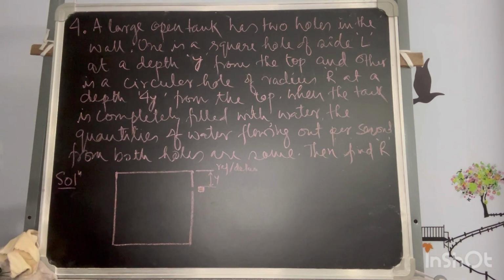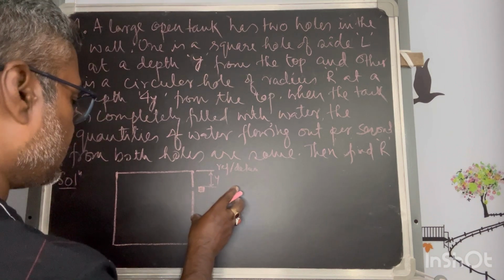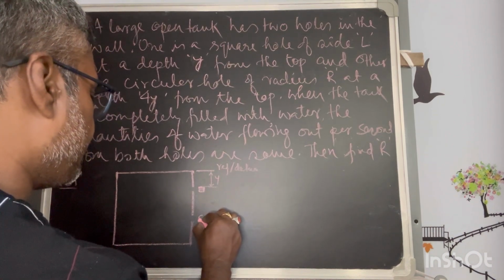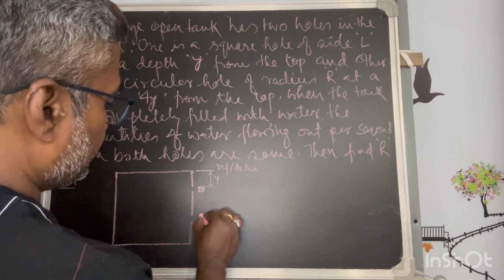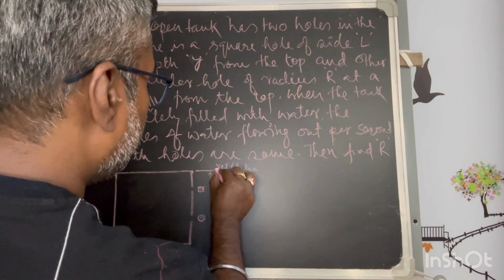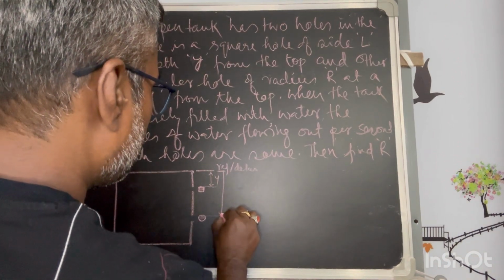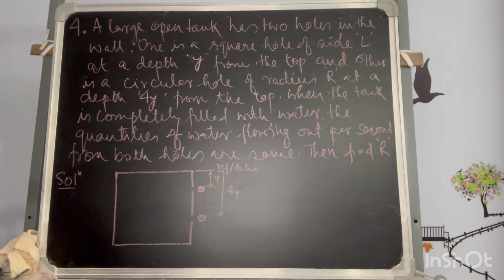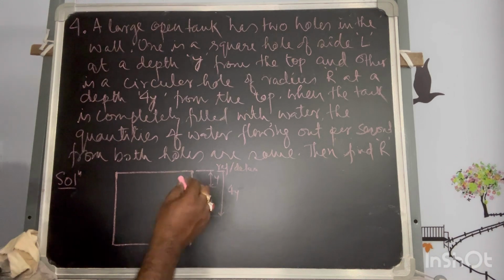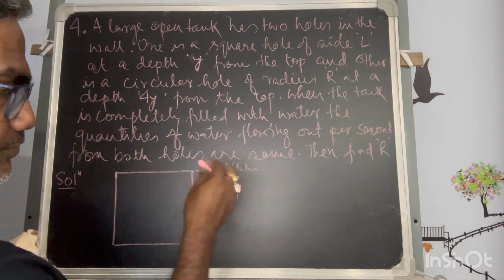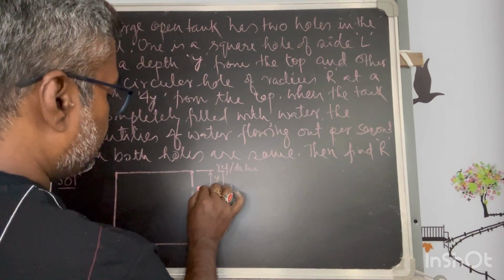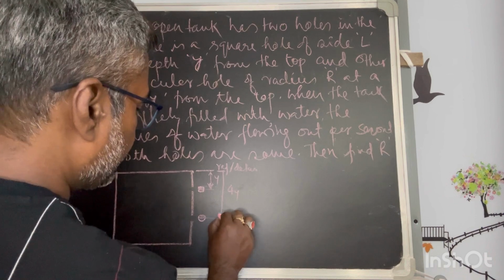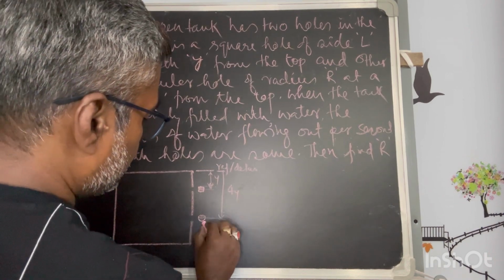Okay, fine. The other one is a circular hole. In the elevation it will show something similar, but if I take the impression, this will be a circular hole. What is the height of this? This is at a height of 4y. When the tank is completely filled, the height will be taken from the center, because this cross section with respect to the height is very small. So when you draw a picture, the height is the center, the average height of the whole cross section.